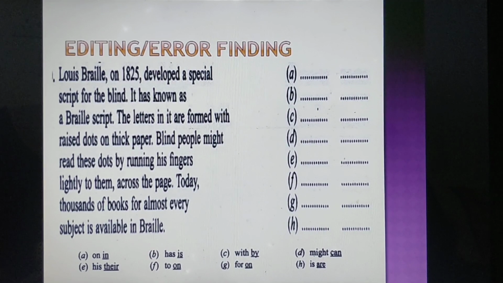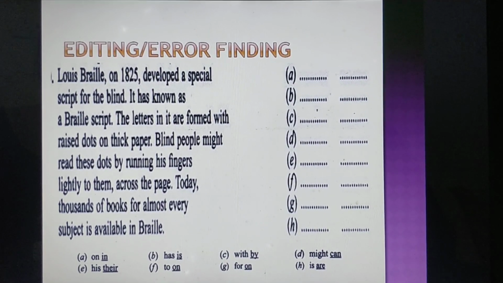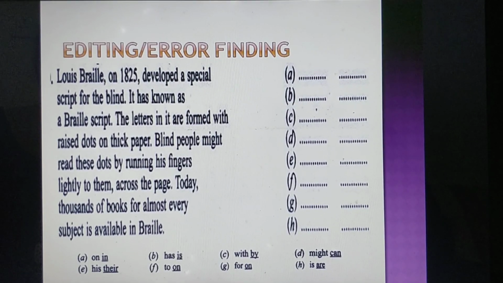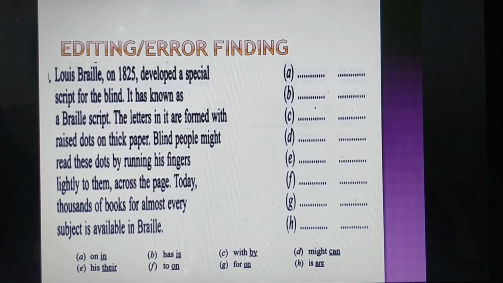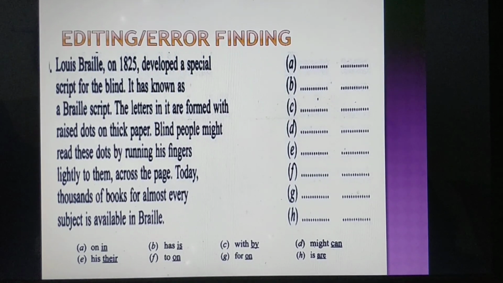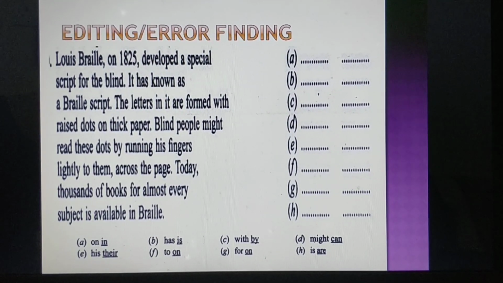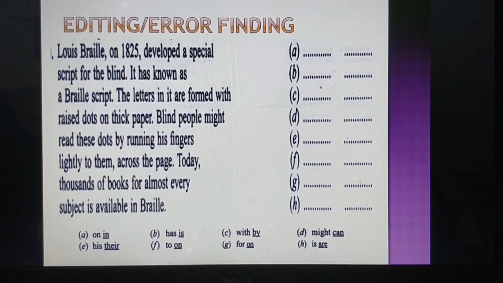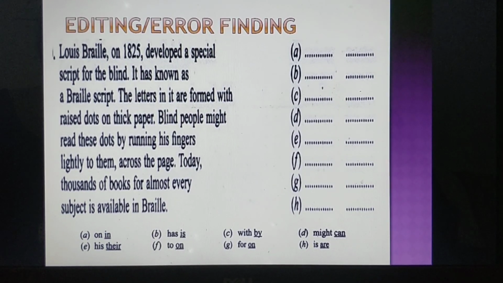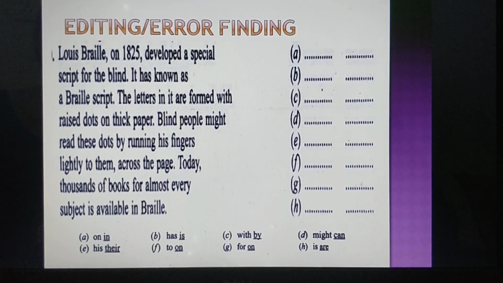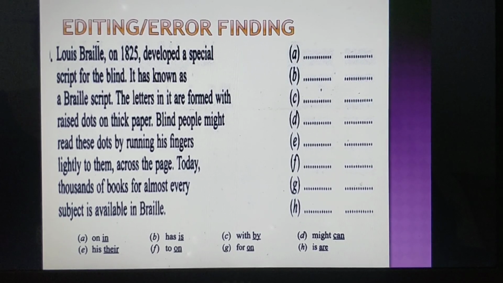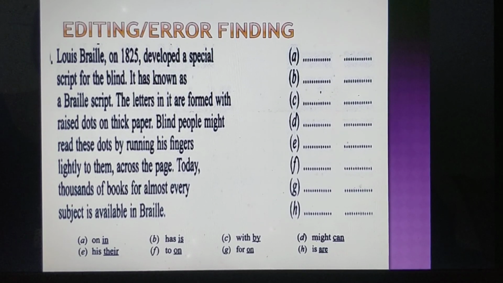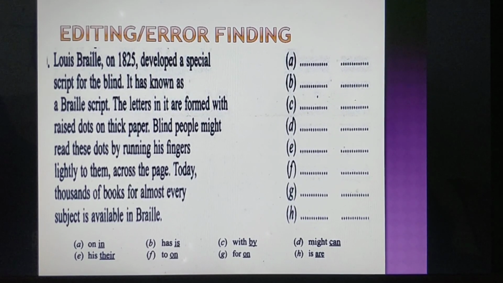So we see that there is one error in each line. First line is Louis Braille on 1825, and in place of on what should be there? In 1825. So the incorrect word is on and the correct word is in. Louis Braille in 1825 developed a special script for the blind. It has known as a Braille script. In place of has, it should be is. Incorrect word is has and the correct word is is.